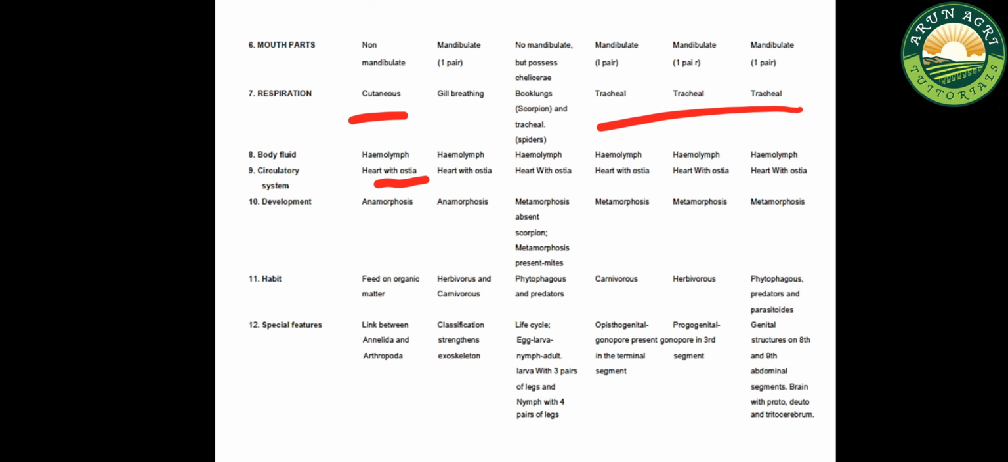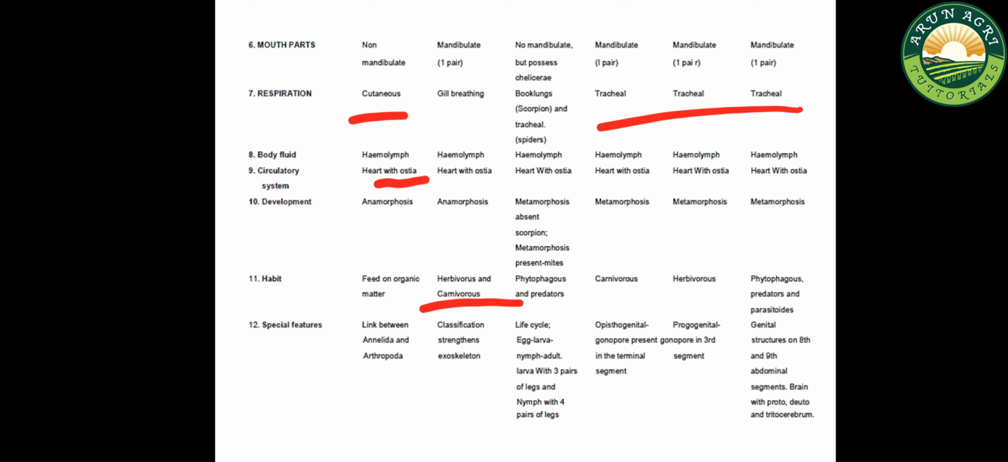Next, habit, or what it is going to feed on. Usually Onychophora is going to feed only on organic matter. Crustacea may be herbivorous or carnivorous. Regarding Arachnida, some are phytophagous, some are predators, meaning both herbivorous or carnivorous. Chilopoda is carnivorous, and millipedes, or Diplopoda, are herbivorous. And of course, insects, it is everything.